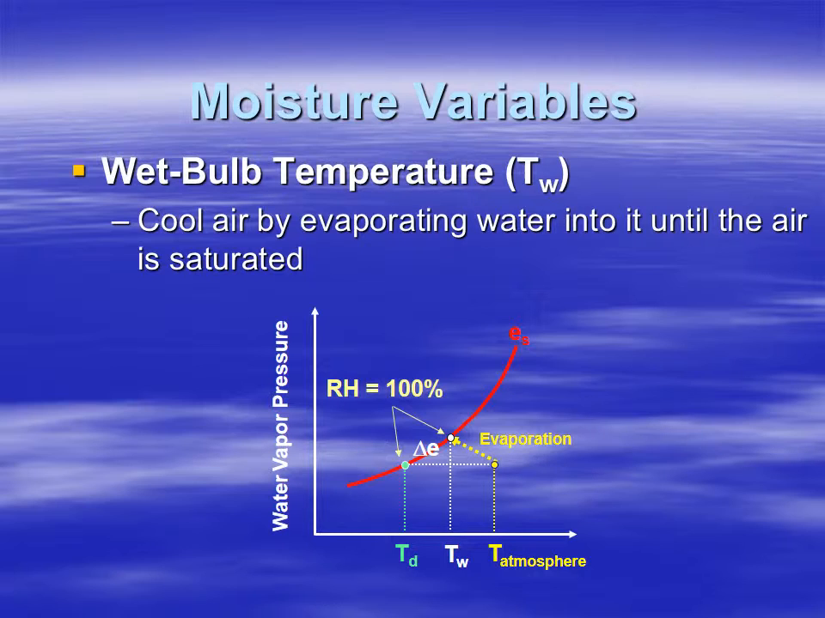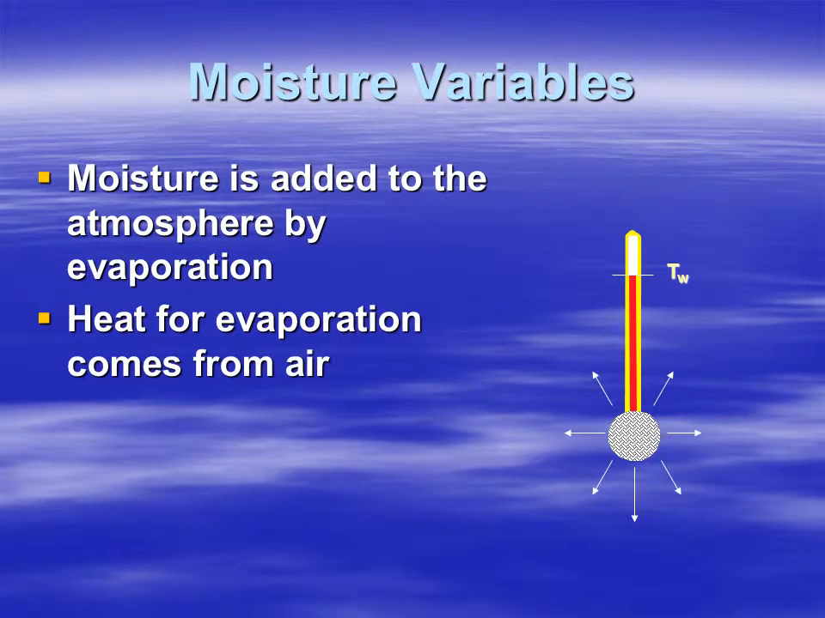So if you're adding water vapor, you're going up on this curve, you're going straight up. But if you're cooling, you're going straight to the left. So it's a combination of the two, so you're going at an angle towards that red line. You're cooling and adding water vapor, and that's what wet bulb is. So water vapor is added to the air by evaporation, and the energy for evaporation comes from the air, and it decreases the temperature.